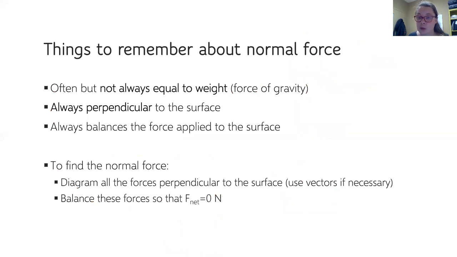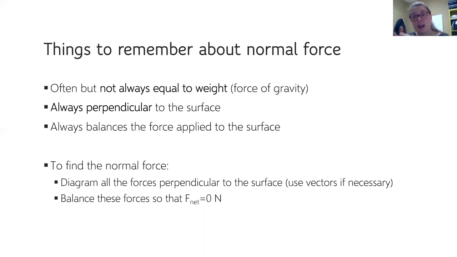Now, just a couple things before we finish off to remember about normal force. Normal force is often, but not always, equal to weight, or the force of gravity. If there are no other vertical forces, it will be equal to gravity, assuming that you're sitting on a horizontal surface. It will always be perpendicular to the surface. That will never change. And it's always going to balance out the forces applied to the surface. So it's always that balancing force.